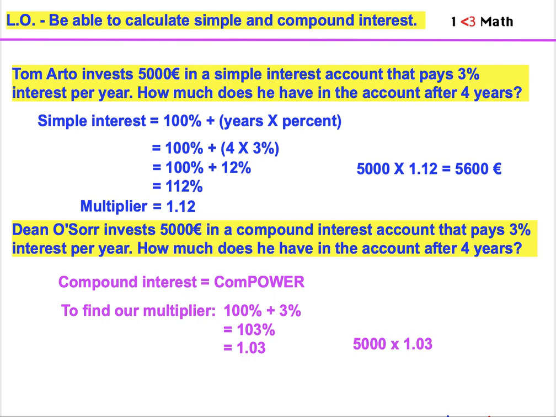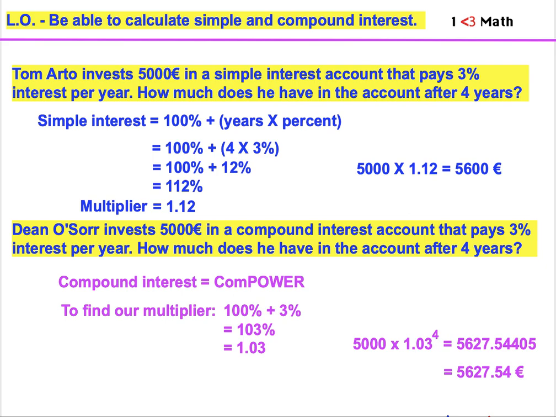So we're going to do 5,000 times 1.03. But because it's compound, compower, we're going to put it to the power of 4. So we put that into our calculator and we get 5,627.54405. Now because it's money, we always go to 2 decimal places. So the second decimal place is the 4. It's got a 4 after it, so it doesn't round up, it stays as a 4. So our solution is 5,627.54 euros.